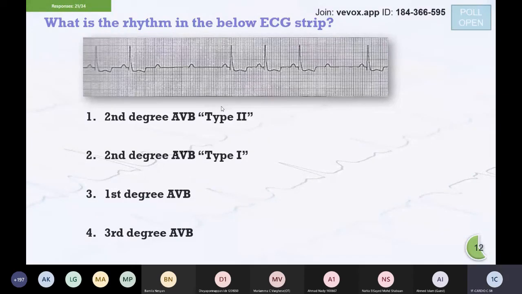18 people. Good job, guys. 29, 31. We have 5 seconds left. Time is up.